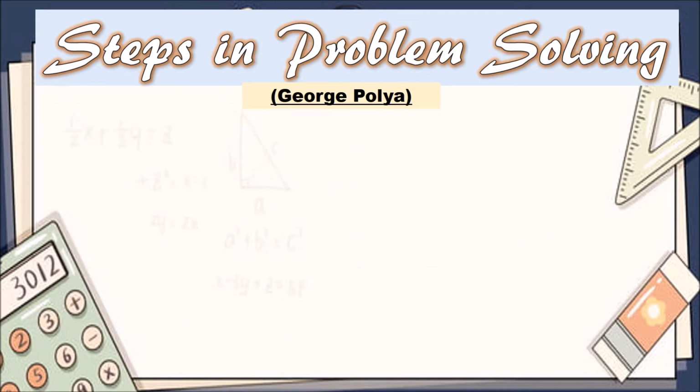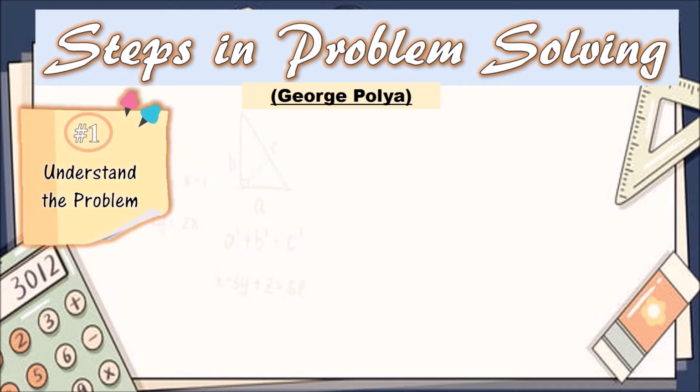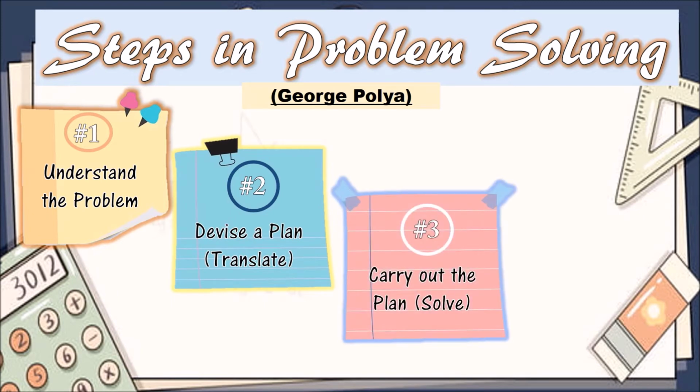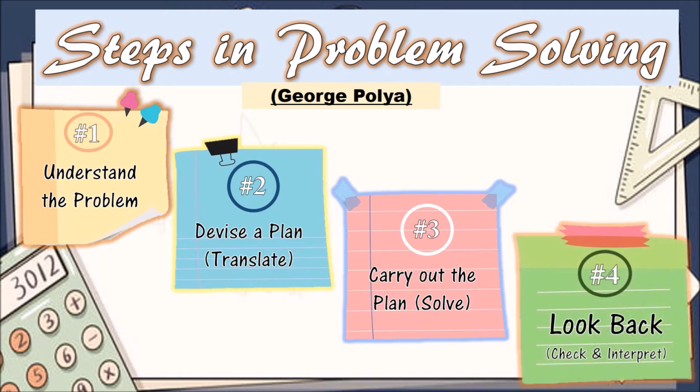So again, the 4 steps in problem solving. Step number 1, understand the problem. Step number 2, devise a plan or translate. Step number 3, carry out the plan and solve. And number 4, look back, check, and interpret. Huwag kakalimutan ang 4 steps na ito para mas mapadali ang paghahanap ng sagot sa mga examples of problem solving.